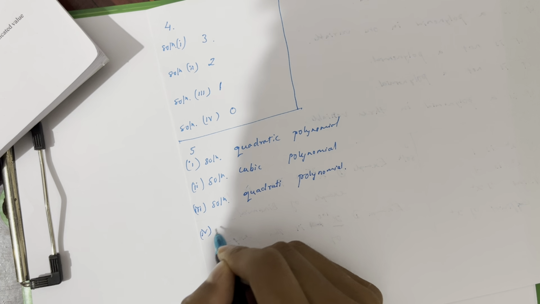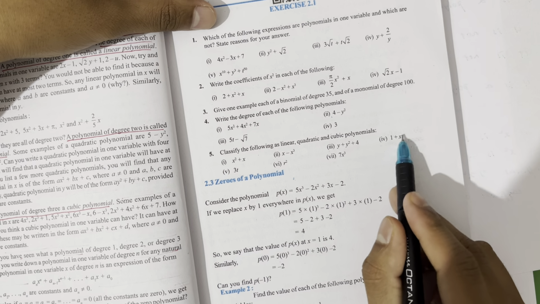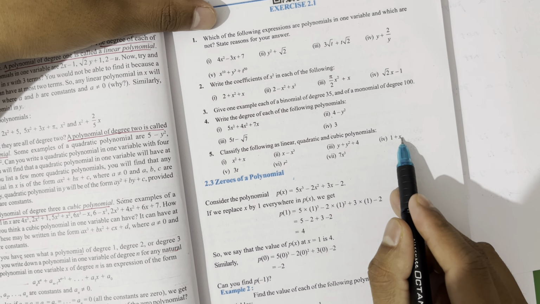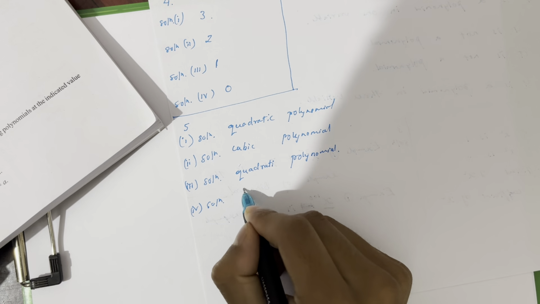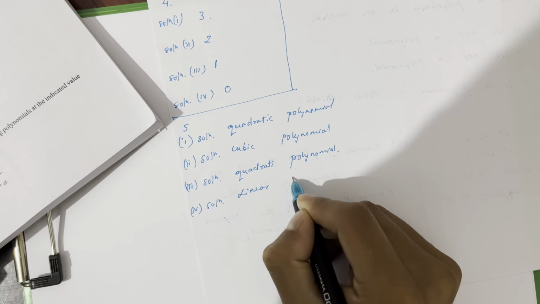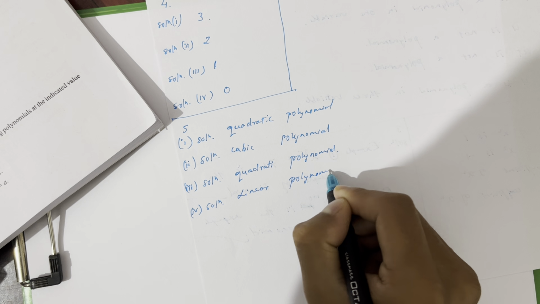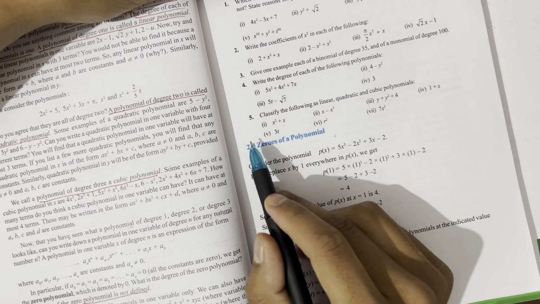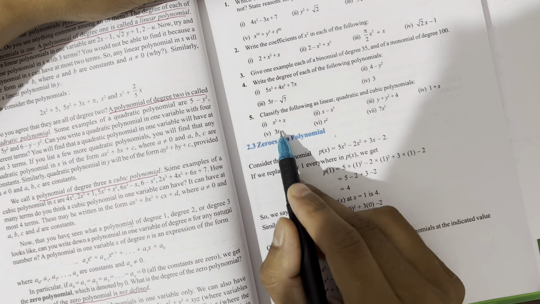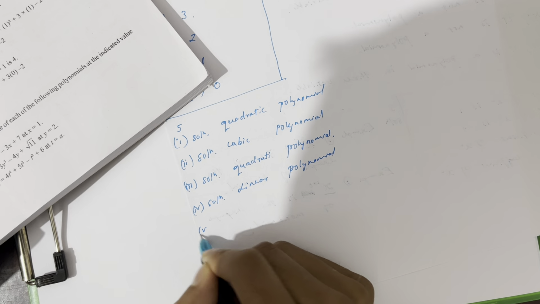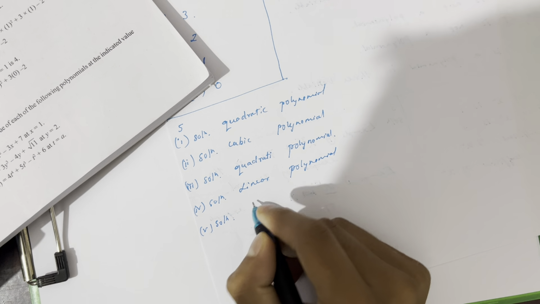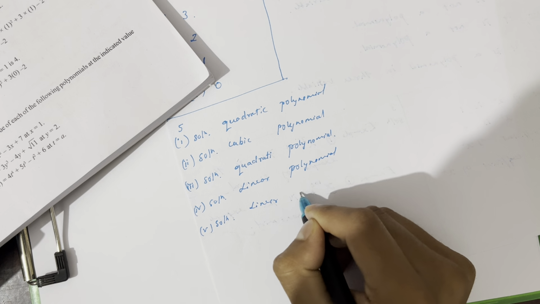Solution number 4. Which is the highest power here? Here we have x to the power 1, so 1 is linear. Okay, linear polynomial. Now the last one here, 5. 3t, what is the power here? 1, so this is also linear. Solution number 5, this is also a linear polynomial.